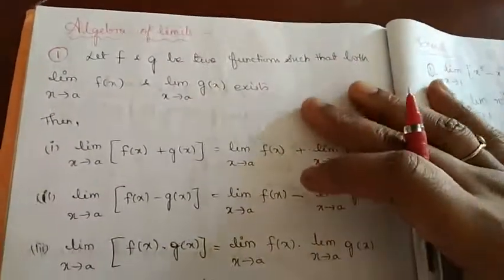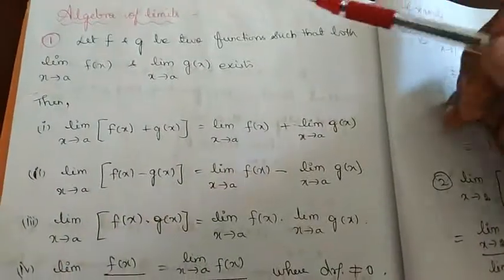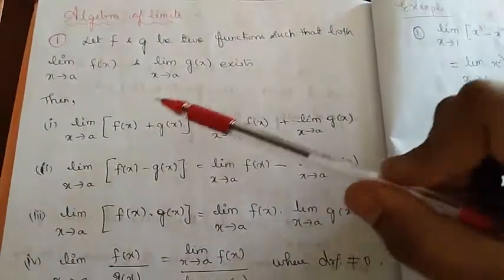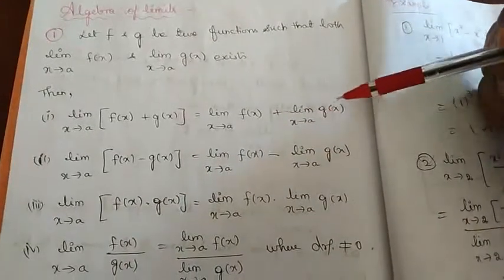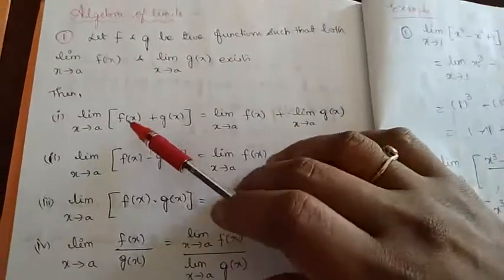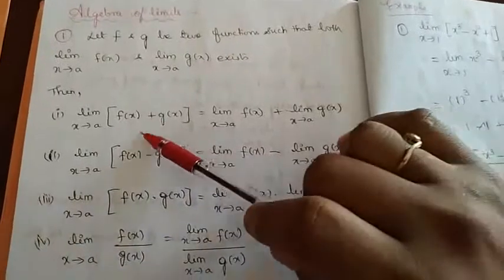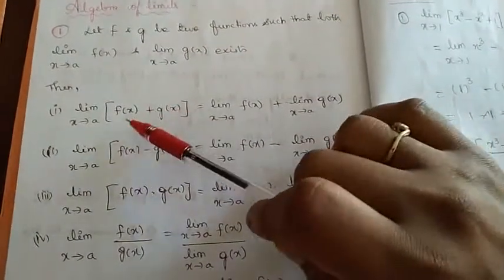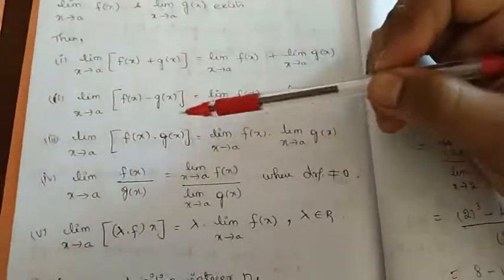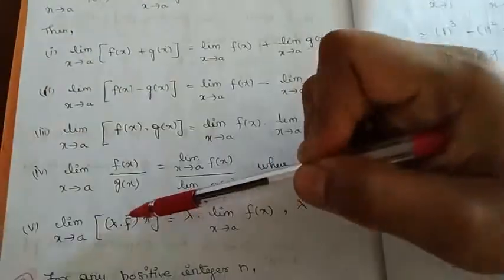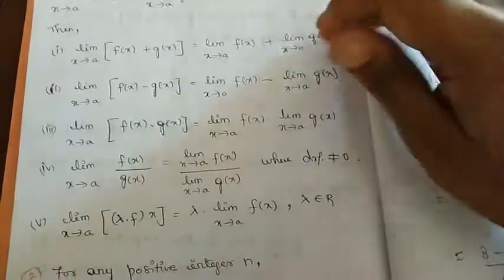Then we have seen some important results like algebra of limits. Limit x tends to a, f of x plus g of x is nothing but limit x tends to a, f of x plus limit x tends to a, g of x, which means taking the limit of the sum of two functions is the same as finding the limit of the functions and then adding, which is true for subtraction, multiplication, division, and even for a scalar, right?